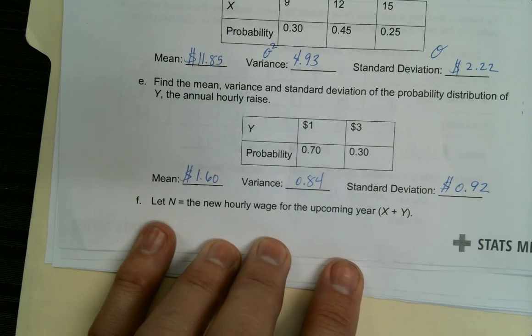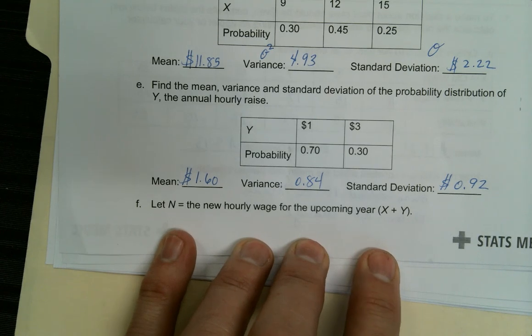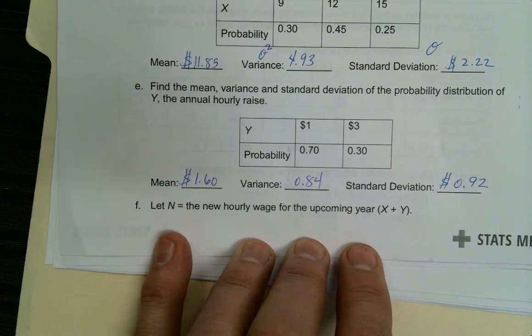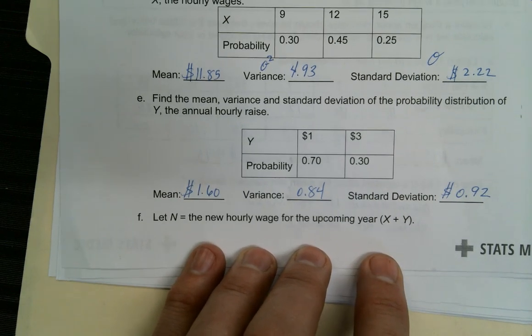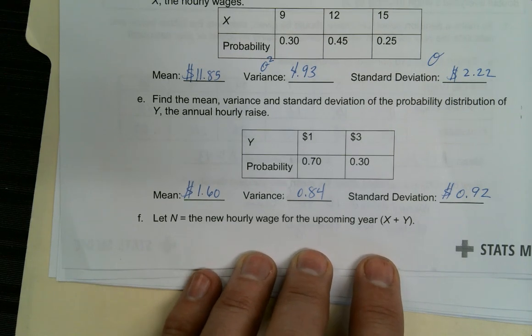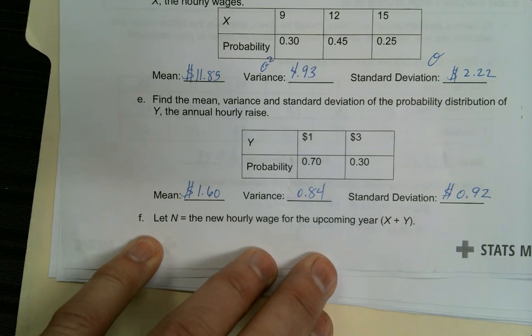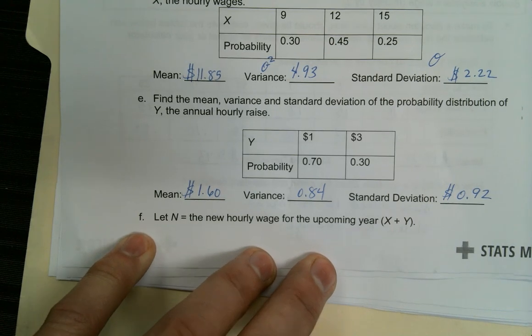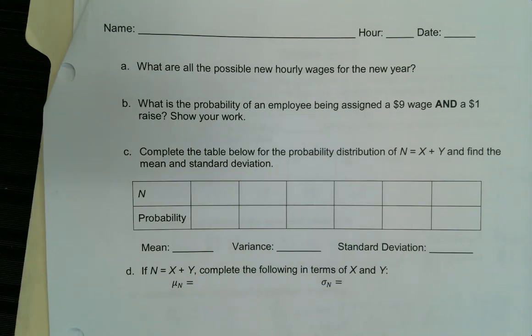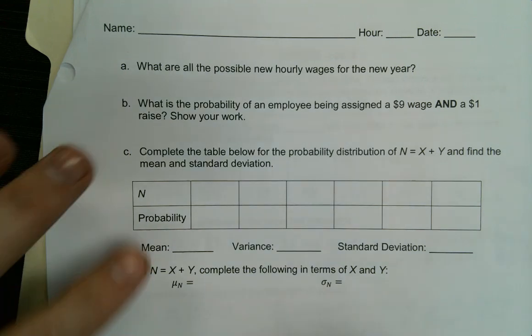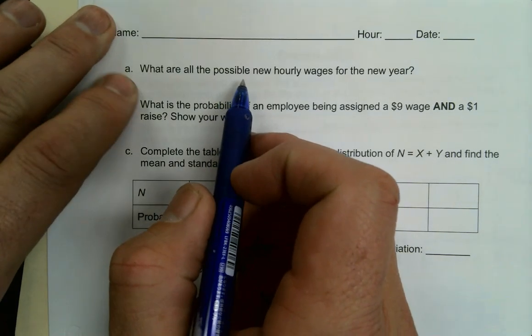Now, look at the bottom here. After the first year, your new wage is going to be variable X, this distribution, plus variable Y, this distribution. So we're adding these two distributions together. What are all of your different possible outcomes for how much money you're going to make? What are all the different possible new wages that you could be making?